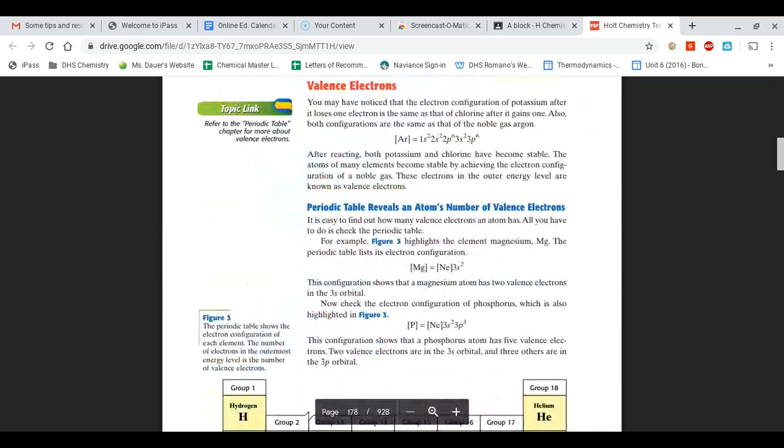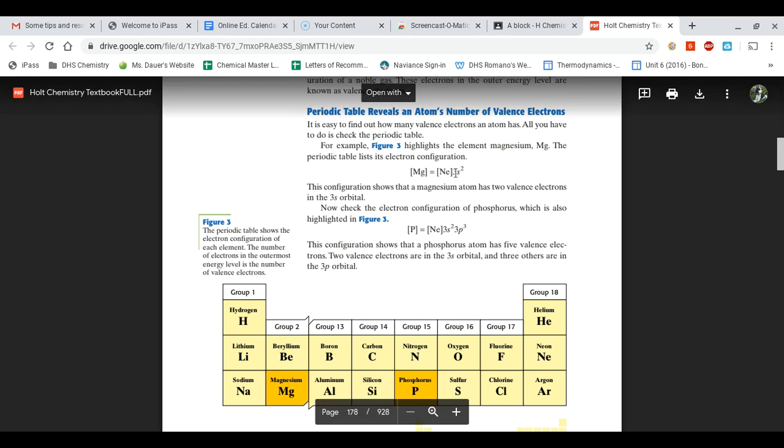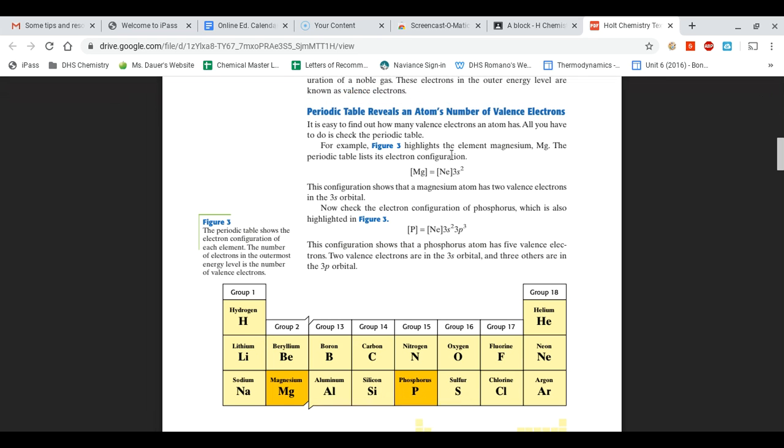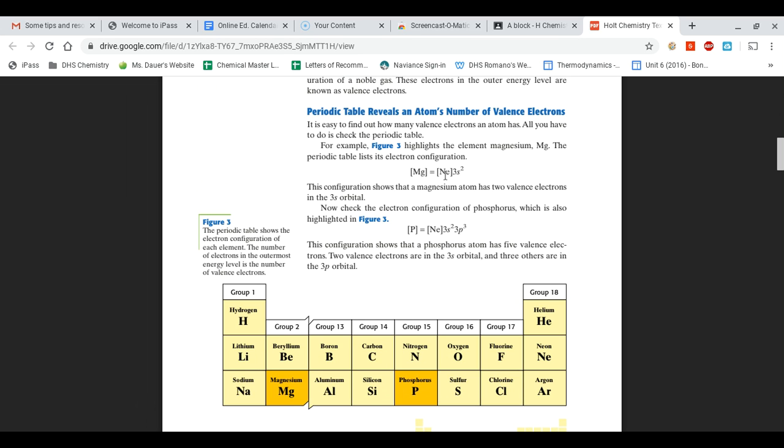So I'm just going to scroll down here to show you guys what I mean about predicting these. You can definitely use your electron configurations. On this page, we see a couple of noble gas electron configurations. Just a reminder, those are shorthand electron configurations. So we see our core noble gas and then the leftovers. So 2 valence electrons for magnesium. In this phosphorus example, we have 5 valence electrons, in that it has its highest electrons in the 3rd energy level. Some are in the s, 2 of them, and 3 are in the p.